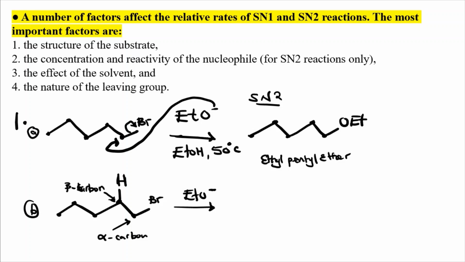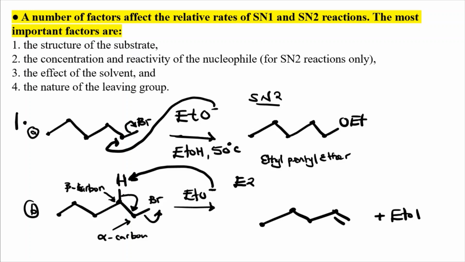So this base here is going to be attracted to this beta hydrogen that is acidic, and it's going to get it, and then these electrons are going to collapse here. When those collapse here, the leaving group will leave. So this mechanism is an E2 mechanism, which will result in this product, 1, 2, 3, 4, 5, like this. There's going to be ethanol that is formed at the end of the day, plus the bromine that left.